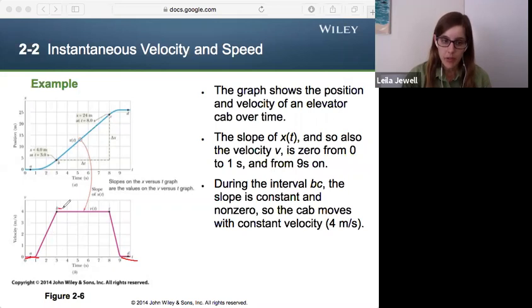And then the intermediate regions are the harder ones, right? That's where it's constantly changing value of velocity. So the velocity starts out at 0 and increases until it gets to 4, and similarly, starts out at 4 and decreases until it gets back down to 0.